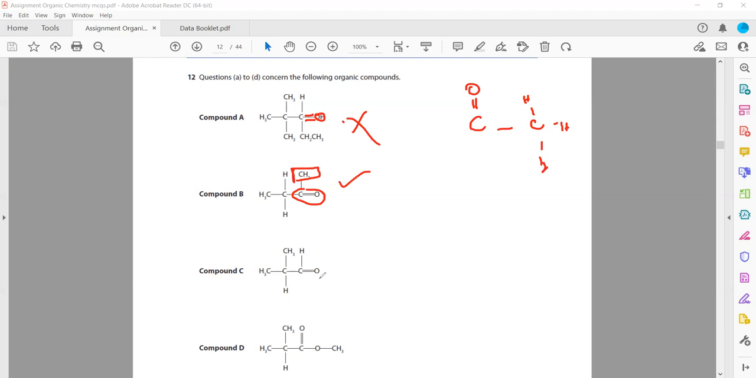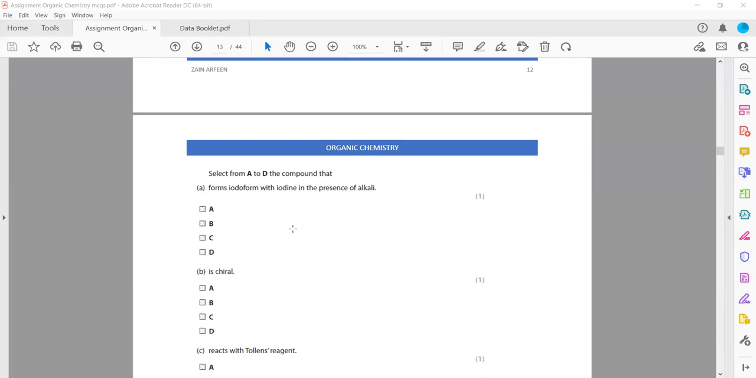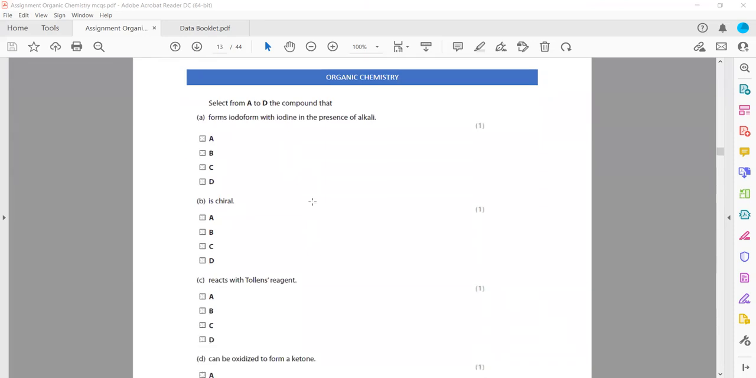Yellow precipitate is there. Here when we check C double bonded with O, next to that is not a methyl group, because this is a carbon chain, and the methyl group is not directly attached. When we check this one, C double bonded with O, next to that is not a methyl group, so it won't give a positive result. So the correct answer, the compound which forms iodoform with iodine in the presence of alkali, is compound B.